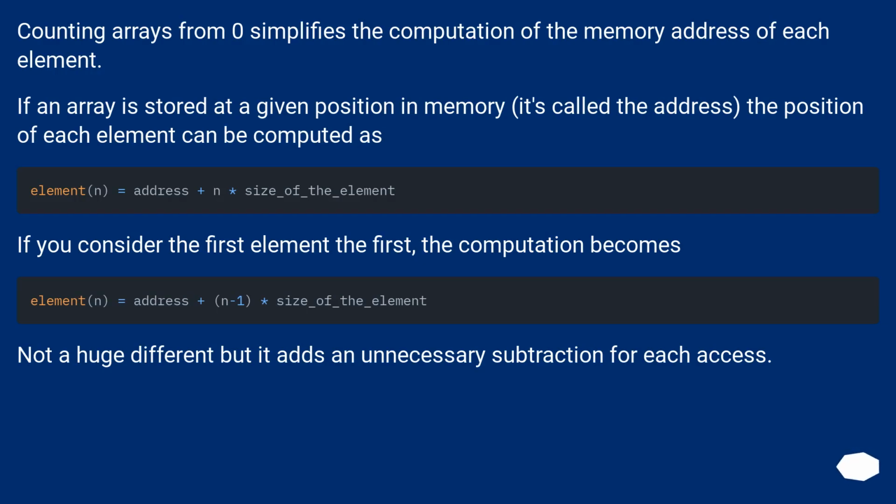Counting arrays from zero simplifies the computation of the memory address of each element. If an array is stored at a given position in memory, it's called the address. The position of each element can be computed as address plus index. If you consider the first element the first, the computation becomes address plus index minus one. Not a huge difference, but it adds an unnecessary subtraction for each access.